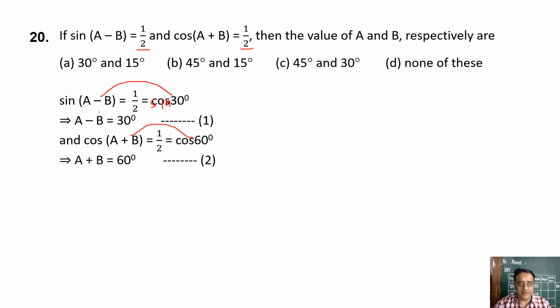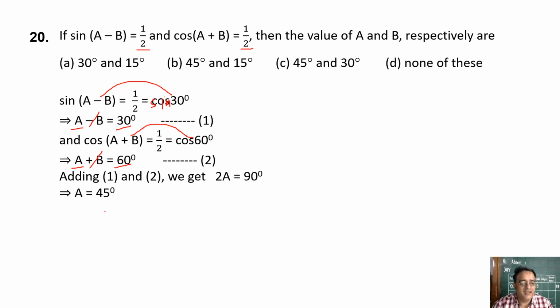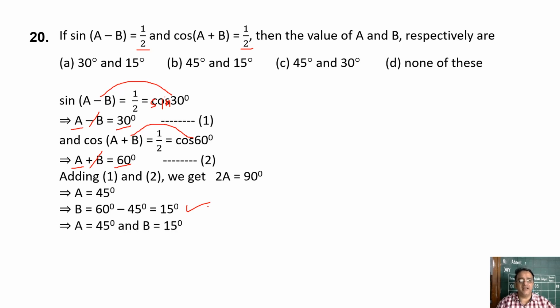So now we have to add these two, equation 1 and 2. So we'll get a plus a, 2a, 30 plus 60, 90 degree. So 2a is equal to 90 degree. So what is the value of a? 45 degree. And b will be 60 minus 45, that is 15 degree. So we got a is equal to 45 degree and b is equal to 15 degree. So which option is the correct one? Option B. Option B, right.